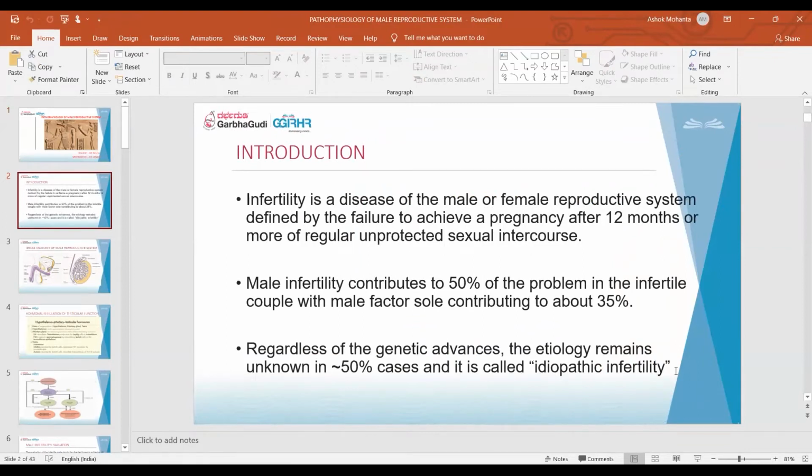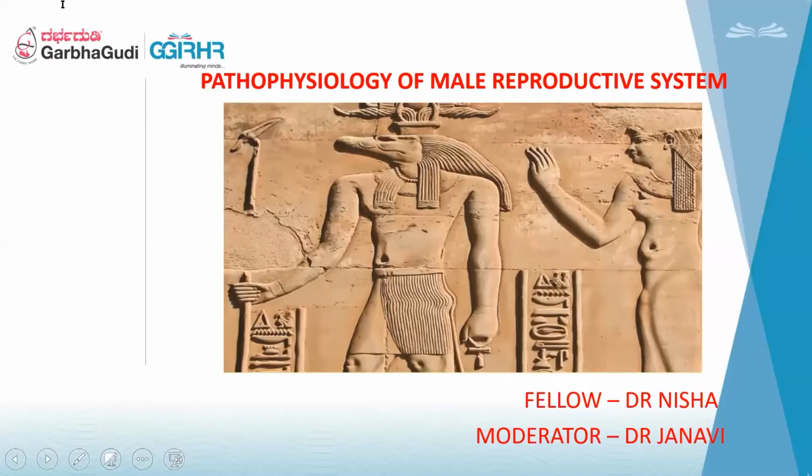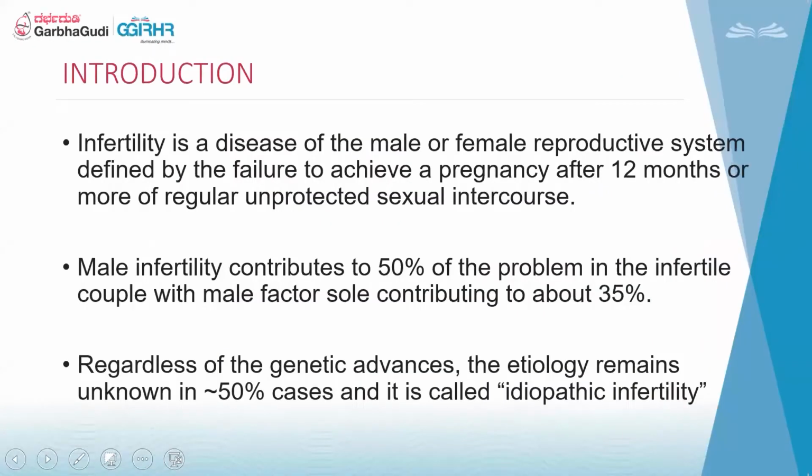As per WHO, infertility is defined as a disease of the male or female reproductive system defined by failure to achieve a pregnancy after 12 months or more of regular unprotected sexual intercourse.